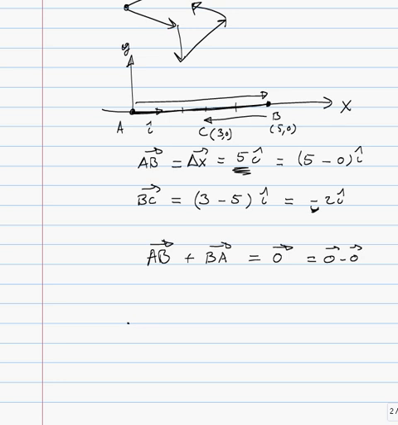So you can have a 0 vector. 0 vector expresses the fact that you started at one position and you came back at the exact same position, so that the final minus the initial end up being 0.